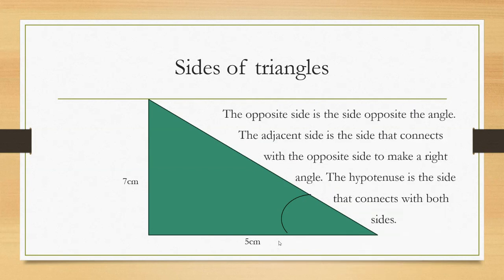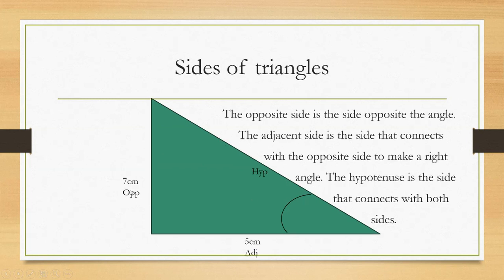Now, the opposite side is the side opposite the angle. So you see this corner here? This is where the angle is. If we go, whoa, here it is, the opposite side. Then the adjacent side is the side that connects with the opposite side to make a right angle. So, does this make a right angle? No. Does this? Yeah. And the hypotenuse is the side that connects both the sides. So, the only line left is the big diagonal one, which means this is the opposite, this is the hypotenuse, which hasn't been given a value, and this is the adjacent.